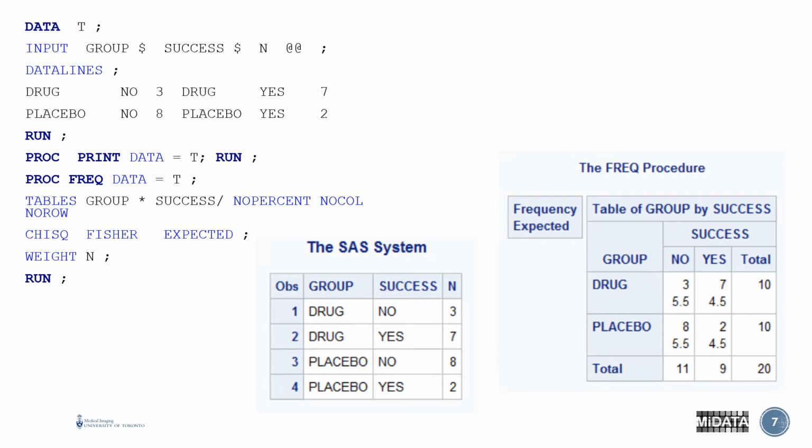Okay, let's jump into an example. We're going to start off with our data statement here. That's going to build our data set. We have two categorical variables of interest, group and success. Group is for drug and placebo. Success is yes, no.